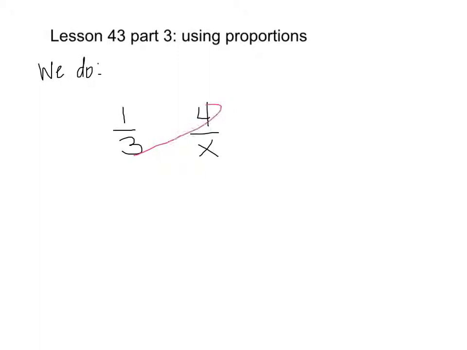So I can do 3 times 4 is 12. And 1 times x is x. After that, I just need to get x by itself. Well, in this one it already is, so I'm done there. So in order for this ratio to be in proportion to this ratio, x is going to have to equal 12.